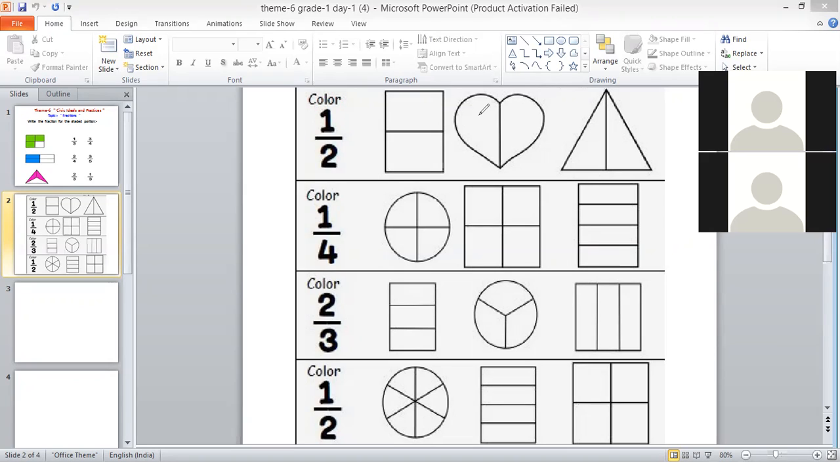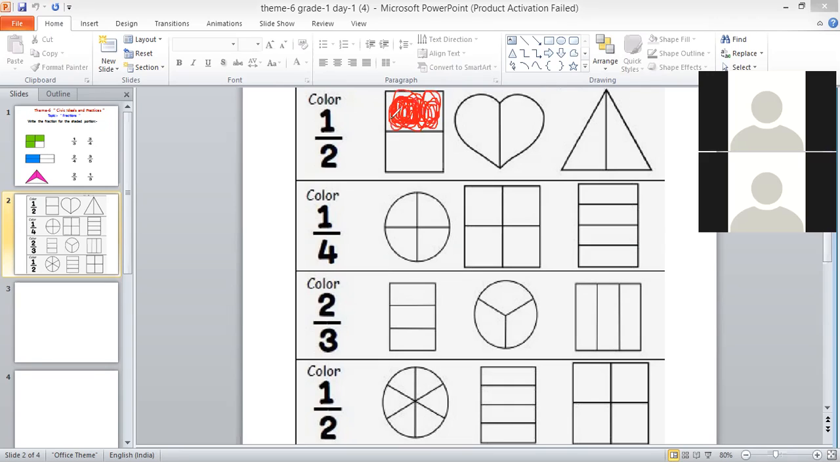So children, you can use any color crayon. It's up to you. I'm using a red color. And nobody will use sketch pens.